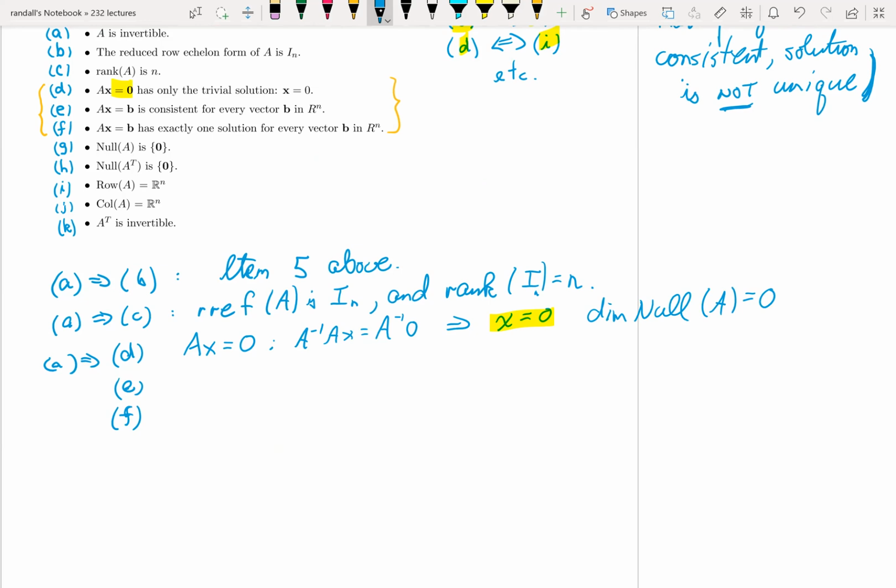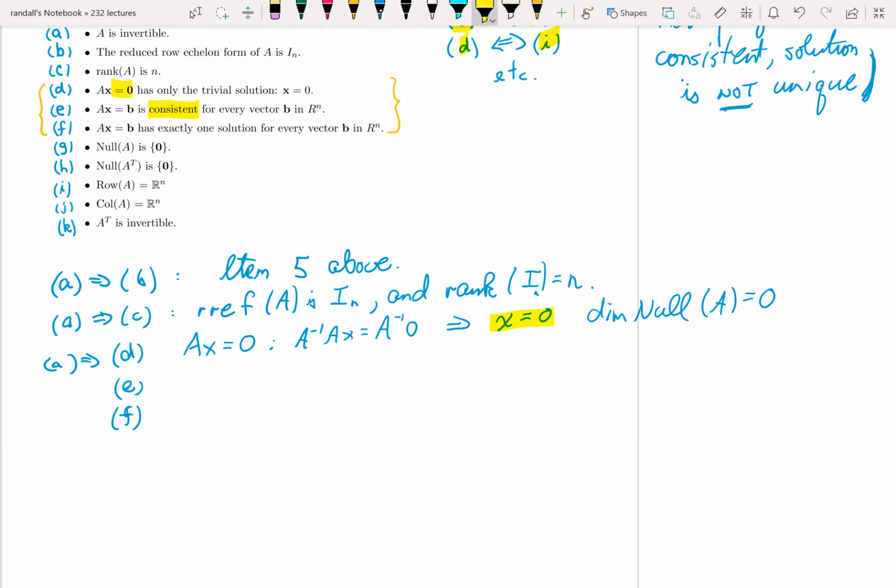In other words, the kernel has only the trivial solution in it, the trivial vector, the 0 vector. Now for E, I'm assuming it's a non-homogeneous problem, okay? And it has to do with consistency. Remember, there is the consistency problem. That's a very important problem in linear algebra. It's not specific about finding solutions. It's just asking whether there are solutions, and that's very important in applications just to know that.